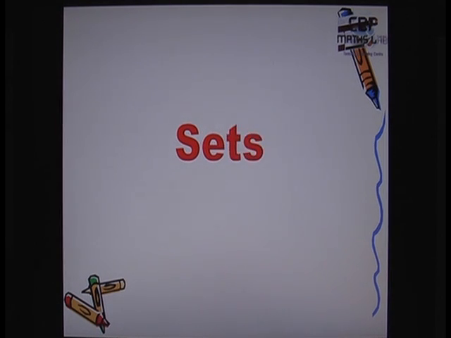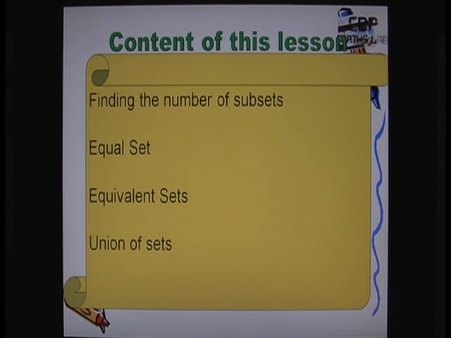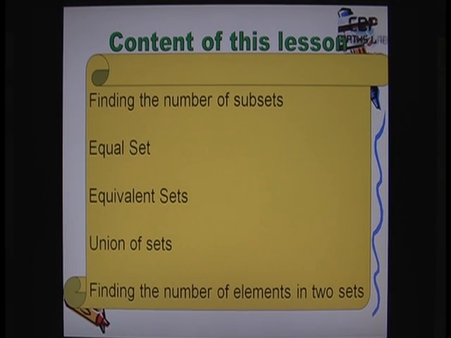Topic for the day is sets, and we're on lesson number 2. Content of this lesson. What do you think that may be? The first one is finding the number of what? Subsets. Or second, equal set. Or third, equivalent sets. Or fourth, union of sets. And finally, finding the number of elements in two sets. So therefore we'll be looking at finding the number of subsets, equal set, equivalent sets, union of sets, and finding the number of elements in two sets.